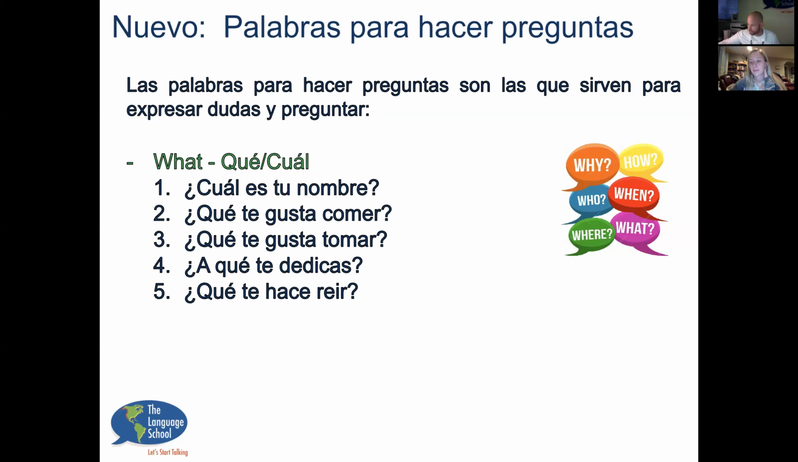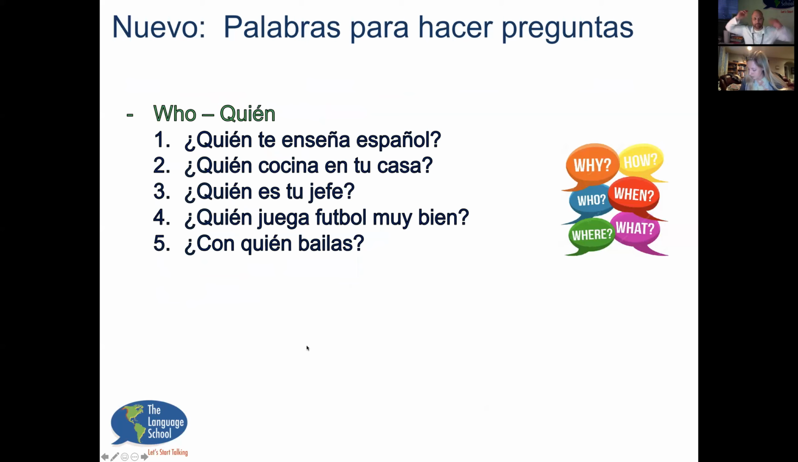Sí, muy bien. ¿Quién means who? Okay, so ¿quién te enseña español?